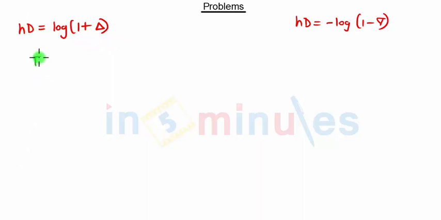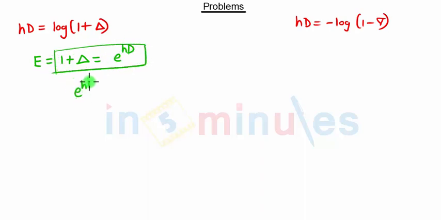We know that E, which is the forward shift operator, is nothing but 1 plus delta, that is the forward difference operator, is equal to e raised to hD. So we will consider this relationship. So e raised to hD is nothing but 1 plus delta.